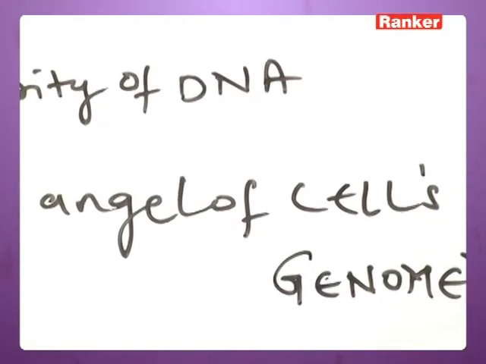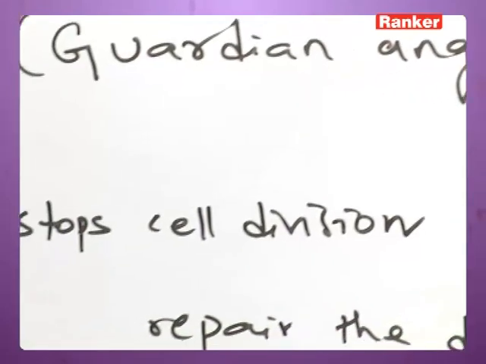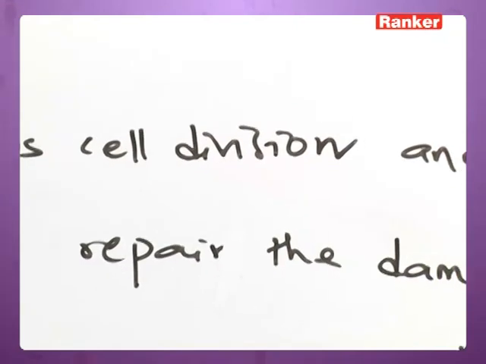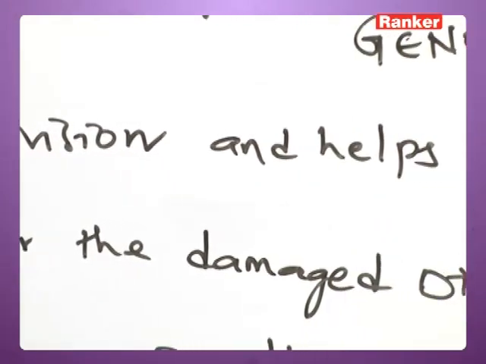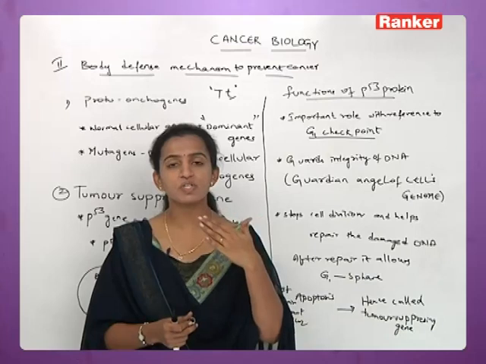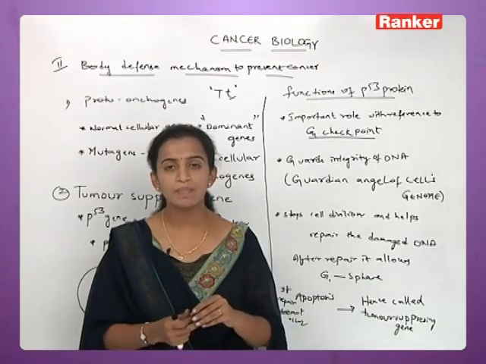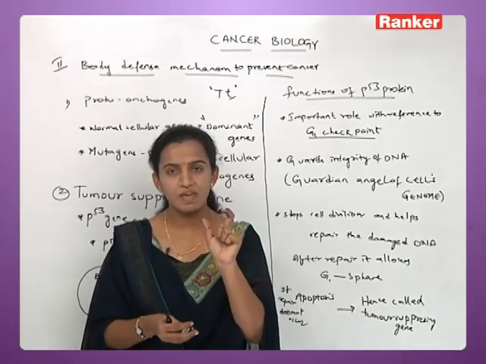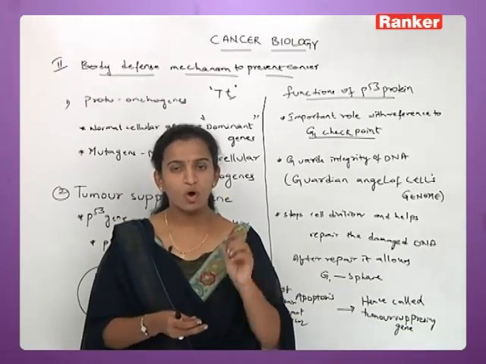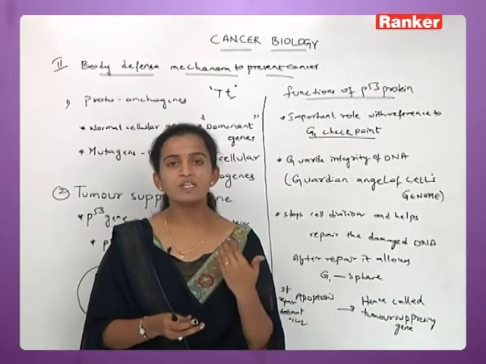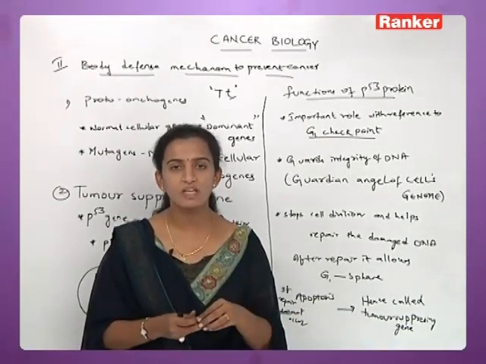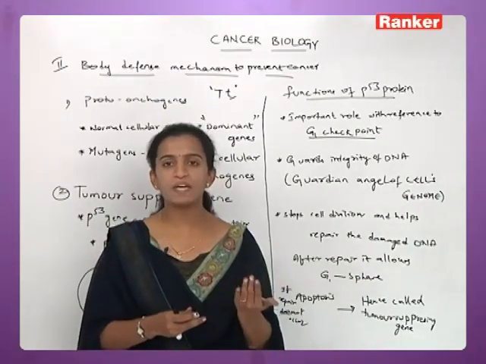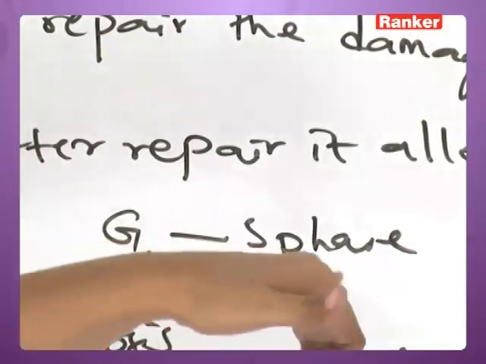Now, it stops cell division and helps repair the damaged DNA. What is actually happening here is that if there is a DNA which is damaged, then the DNA can't divide until it is repaired. Repair means there is some problem in the gene, or there is some problem in the DNA. Now what does this P53 do there is that it helps the DNA to repair itself, and after the repairing itself, it enters from the G1 phase to the S phase.